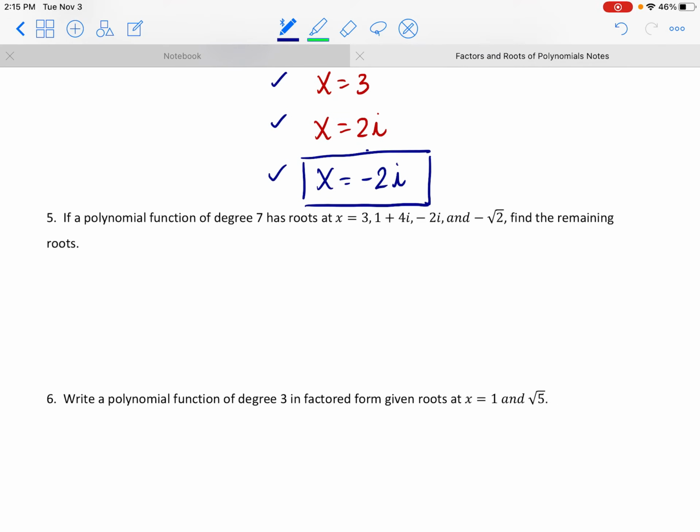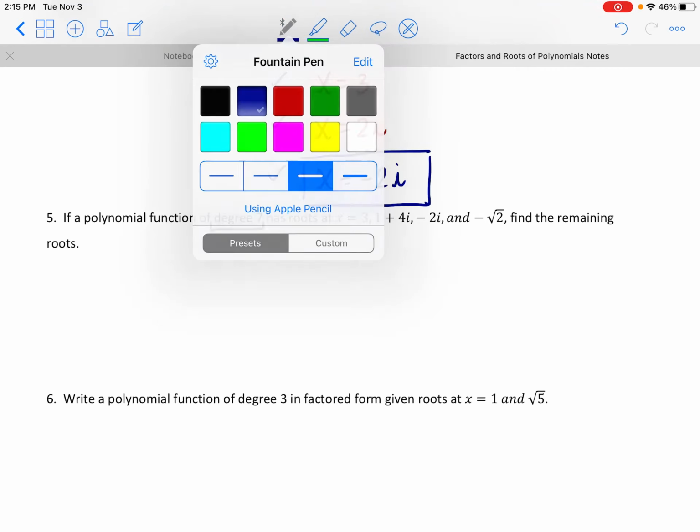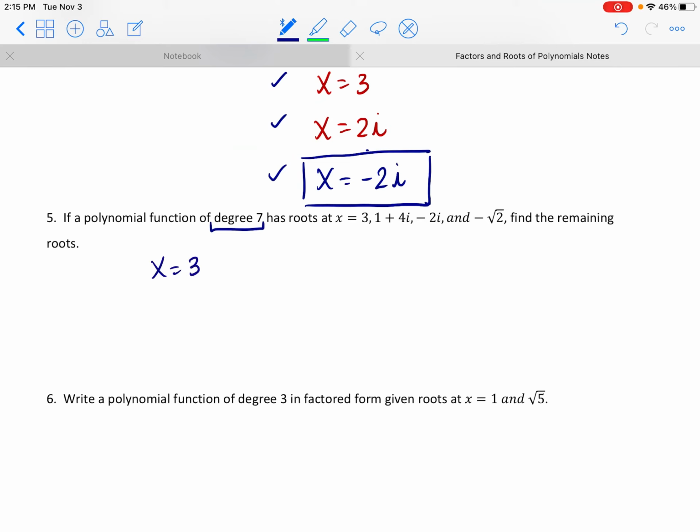Okay? So then the same thing here. If you have a polynomial function of degree 7, it says we have a root at x equals 3. That's rational. That's not going to have a pair. It says x equals 1 plus 4i.